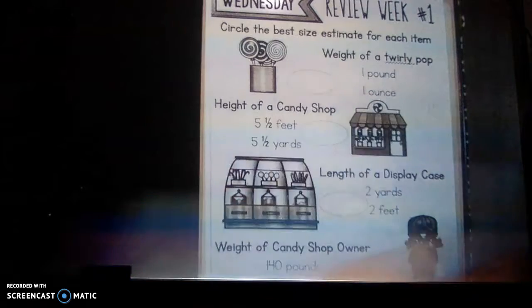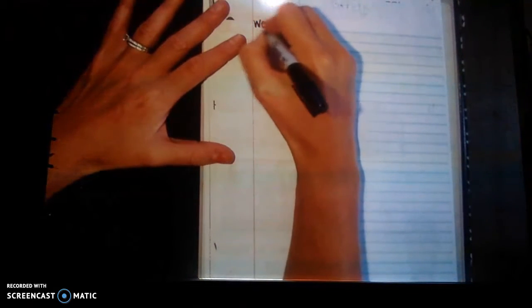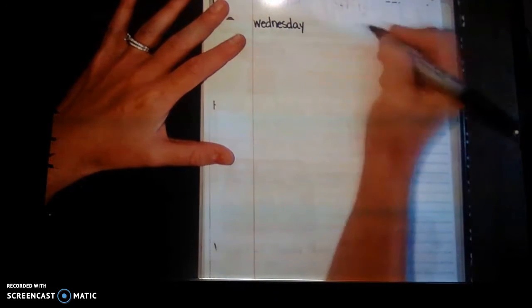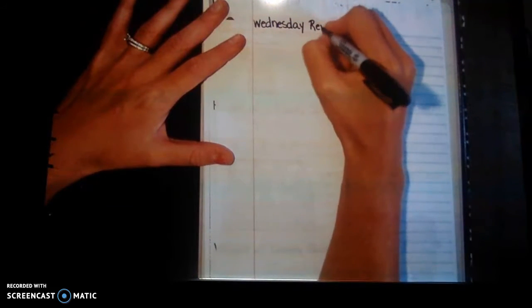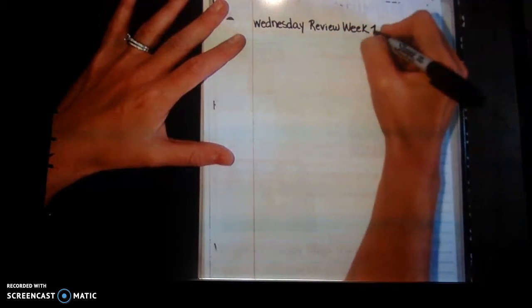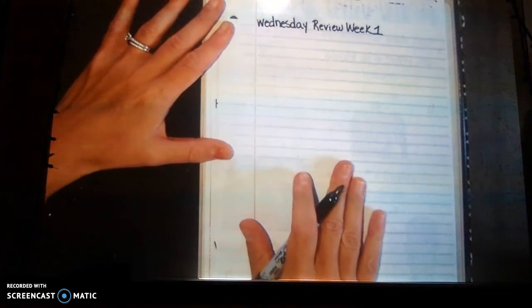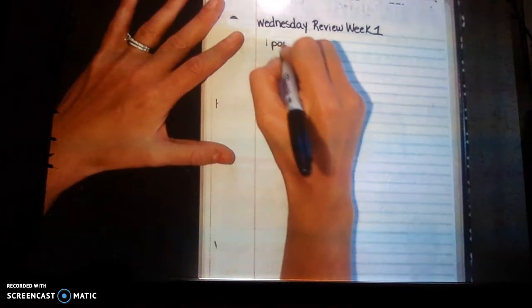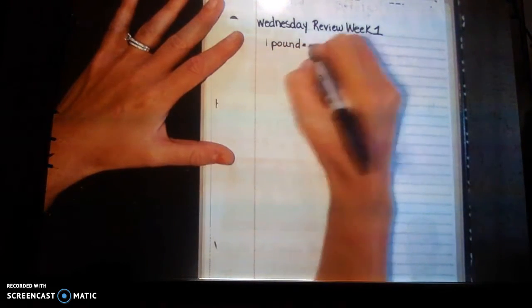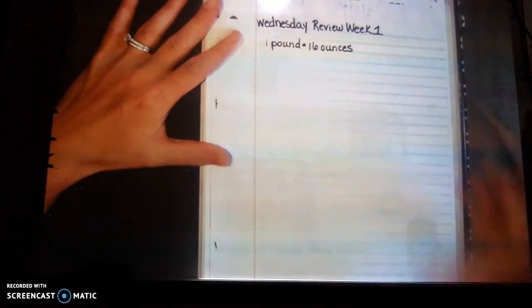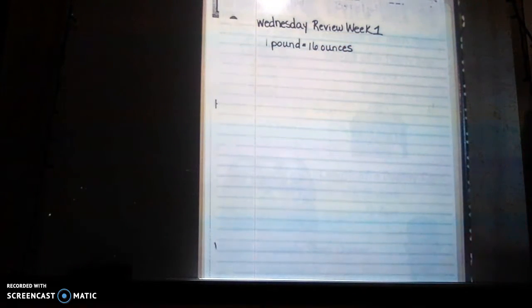Okay, on my paper, today is Wednesday, so I'm going to write Wednesday, review, week 1. And then I know that 1 pound equals 16 ounces. I know something about both of those weight measurements right there.